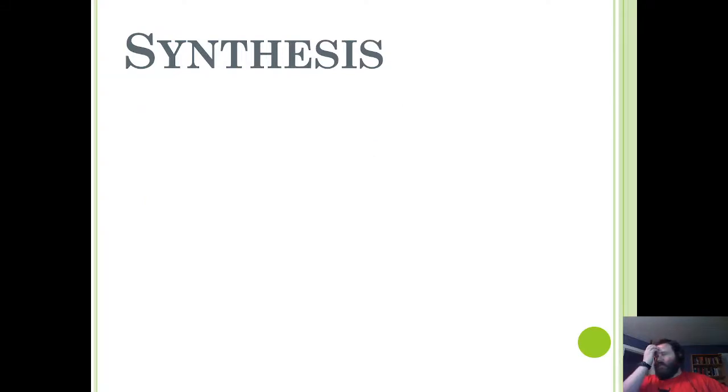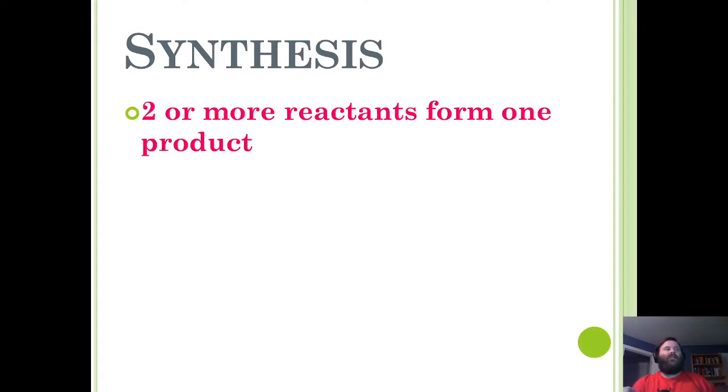So there are 5 types of chemical equation that you need to know and that you need to be able to identify. Okay, and so these are now on the back of your notes, and we're just going to go through them and give examples of each. All right, so first up is synthesis.